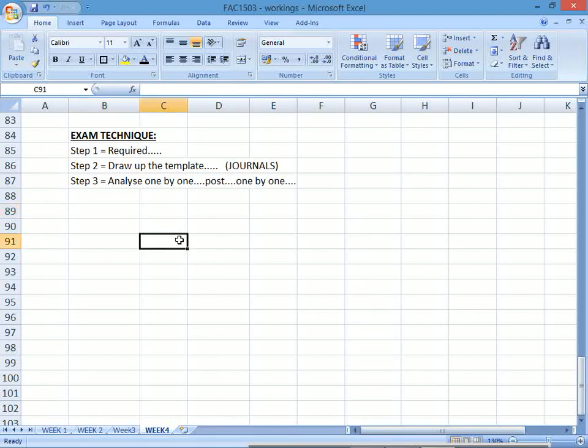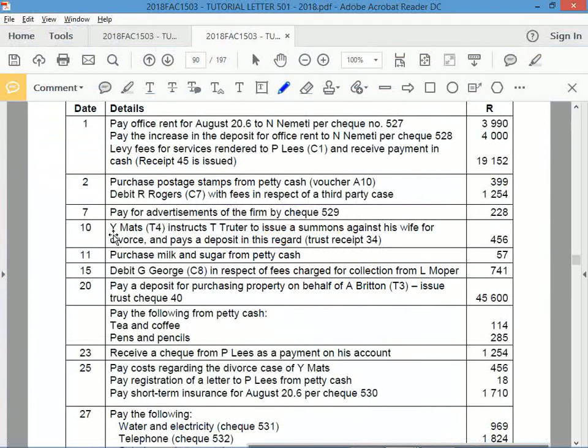So I've looked at the question, I can see I'm doing journals and general ledger. Step number 1 would have been looking at that. I would have drawn up the journals. I'm not going to draw up the journals, I'm going to just draw up the ledgers, the T accounts. Step number 2 is to analyze one by one by one. Don't worry about all of them, just look at each one. It's impossible to do this whole thing in one go.